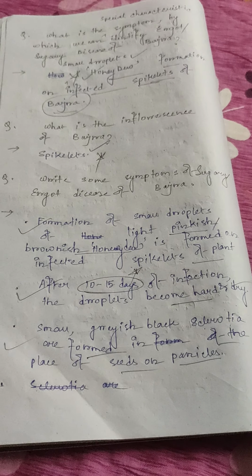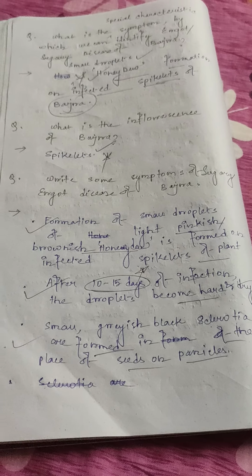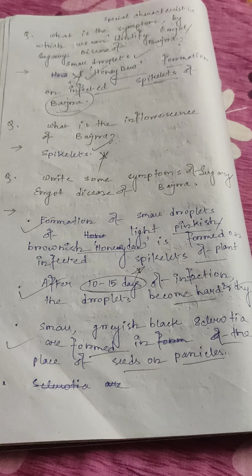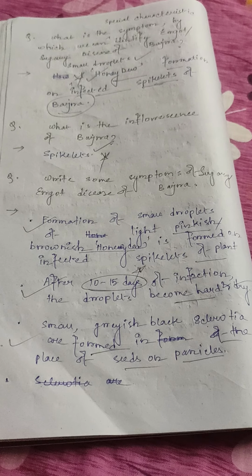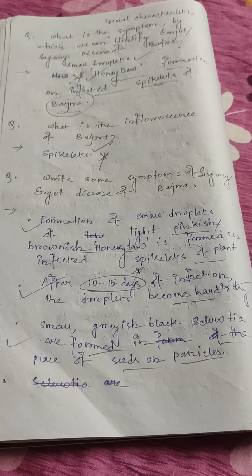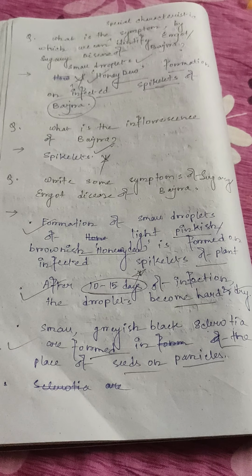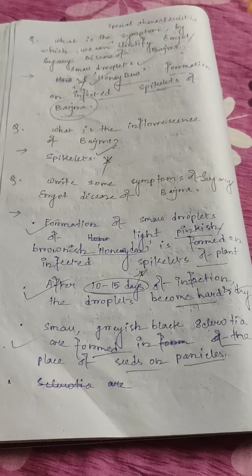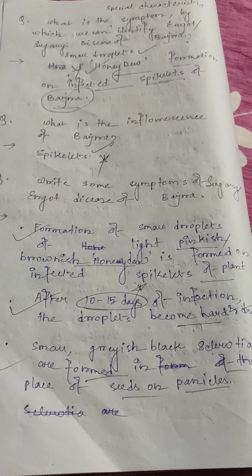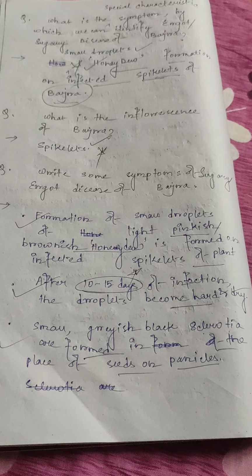So small droplets of light pinkish or brownish colored honeydew are formed on the infected spikelets of the plant. After 10 to 15 days of infection, the droplets become hard and dry. Small greyish black sclerotia are formed in the place of seeds on the panicles.